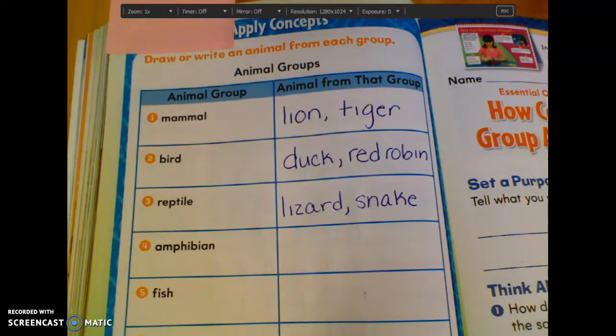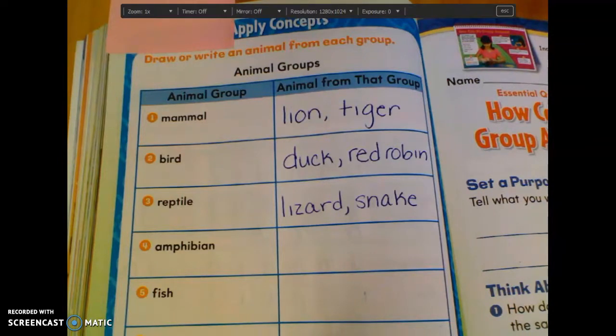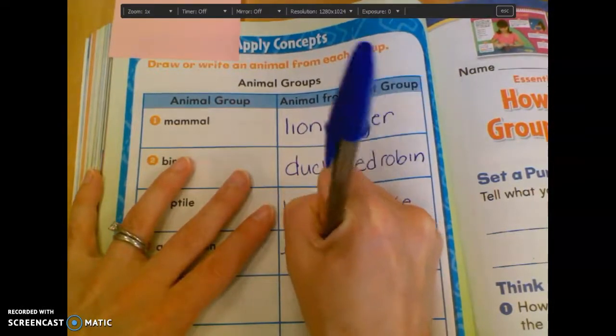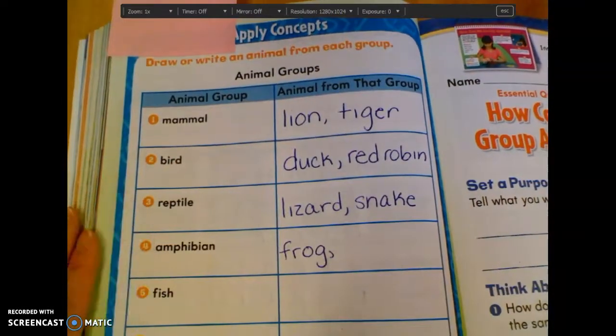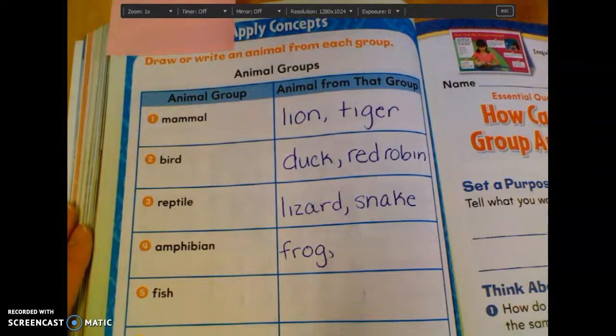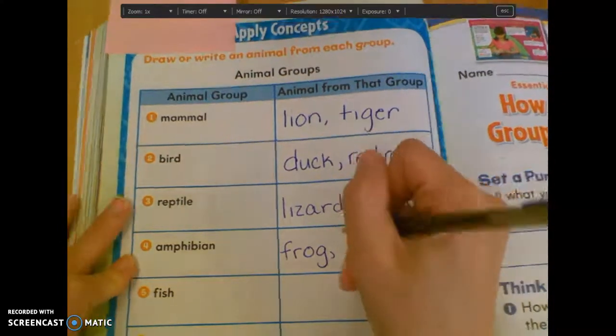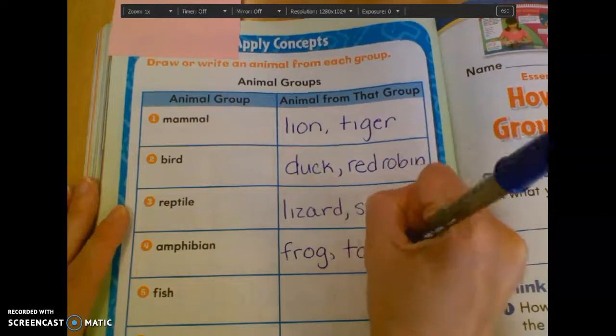What about an amphibian? What are some amphibians? Oliver, do you know one? Okay, Logan? Okay. I'm just going to put frog. What's another amphibian, you think? They're kind of like frogs. Another amphibian. What about a toad? You could put toad. Frogs and toads are amphibians.